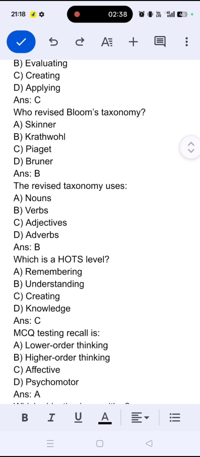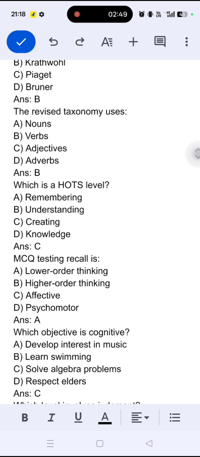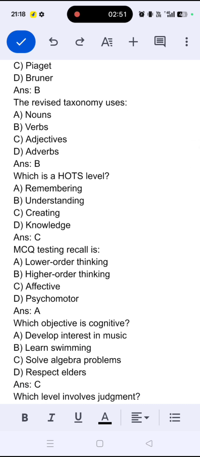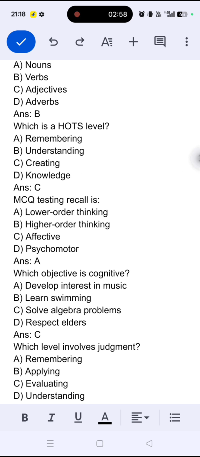Who revised the Bloom's taxonomy? Option A Skinner, B Krathwohl, C Piaget, D Berner. So B is the correct, Krathwohl. Next question: the revised taxonomy uses option A nouns, B verbs, C adjectives, D adverbs. So B is the correct, verbs.